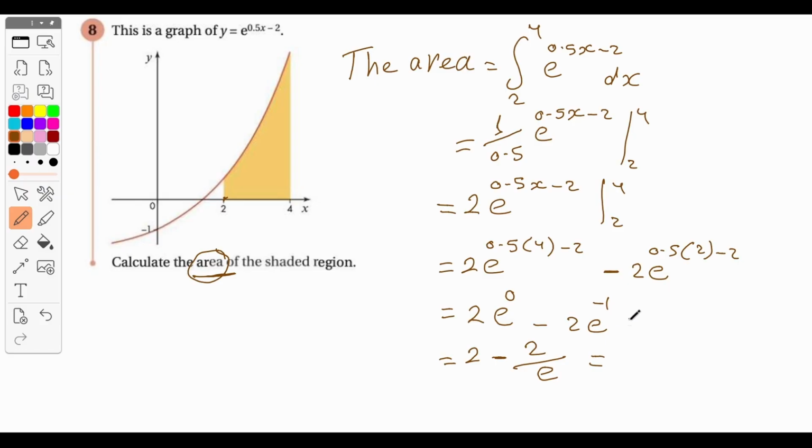If you do this by calculator, it's 1.26. So the area here under the graph is about 1.26.